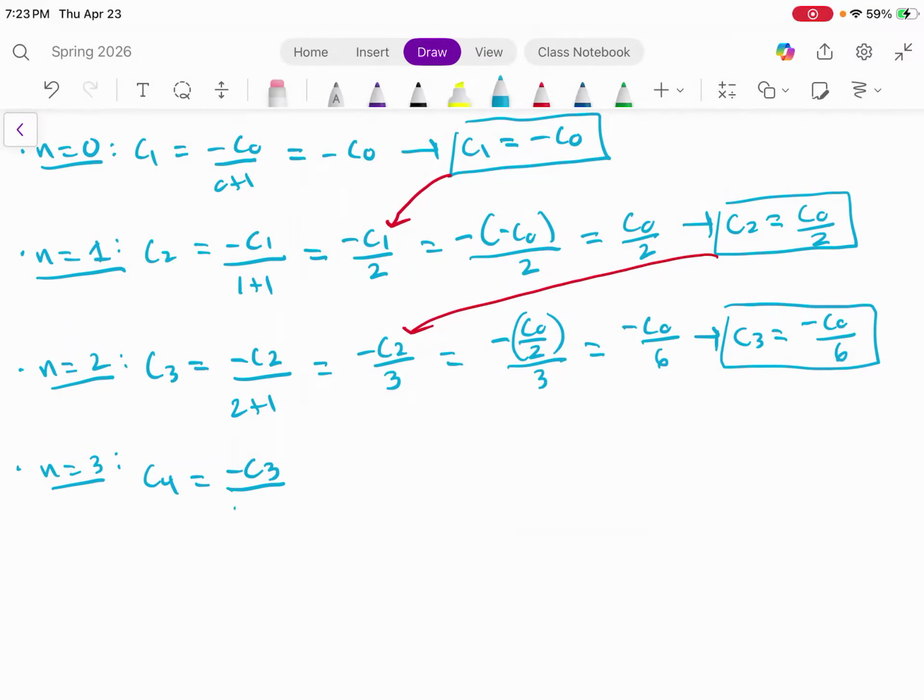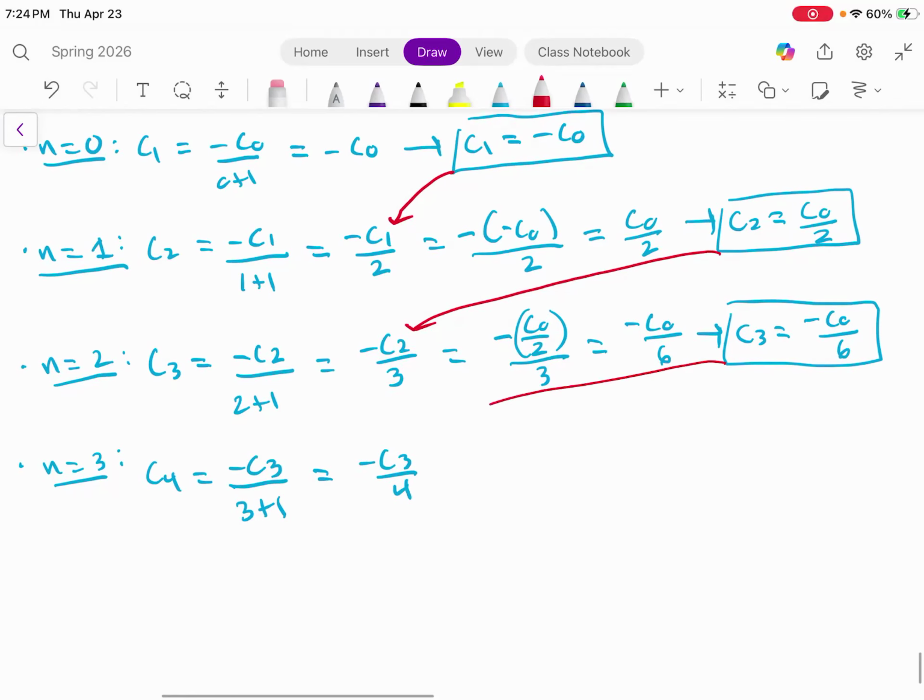Sorry, it's moving a little slow. 3 plus 1, there we go. So negative C3 over 4. But once again, I know what C3 is. So this would be negative C naught over 6, the negative of that all over 4. So this would be C naught over 24.